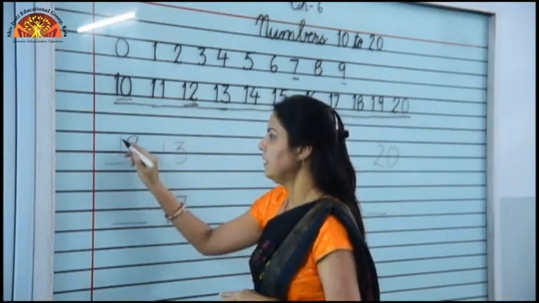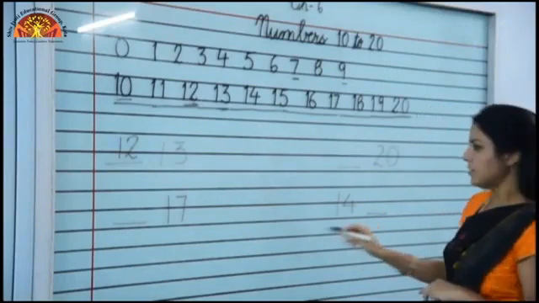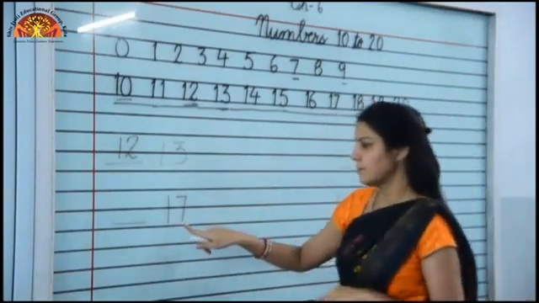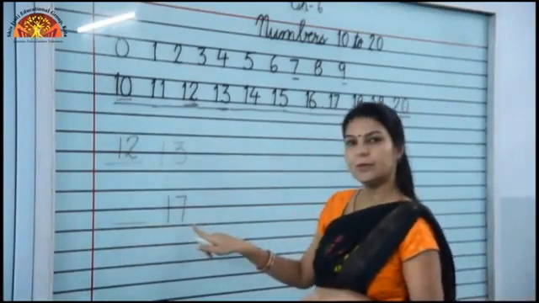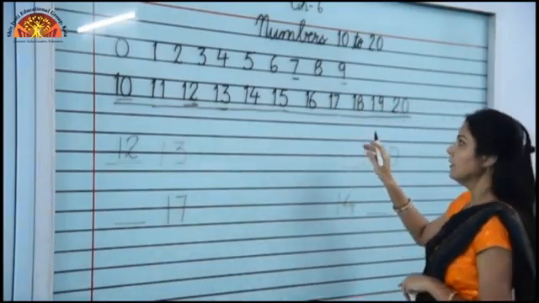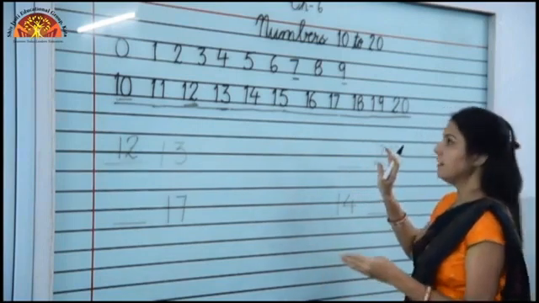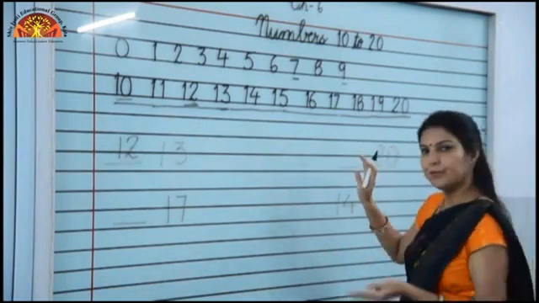1 to 12, this is the before number of 13. Now see one more example. We have to write the before number of 17. So again we will see in the counting the number which comes on the left side, that will be the before number.